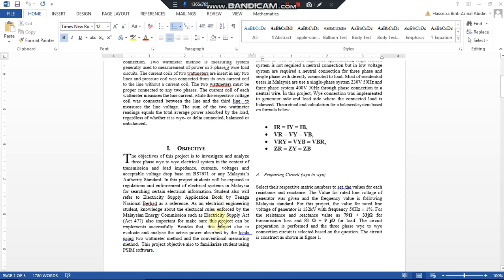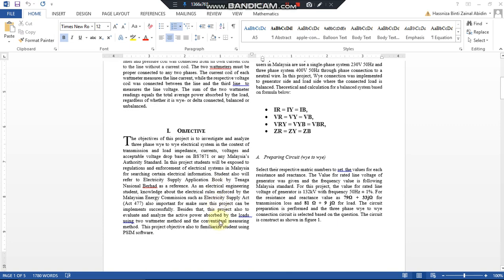The objective of this project is to investigate and analyze the Y-Y connection system, transmission and load impedance, current, voltage, and acceptable voltage drop based on British standard or Malaysia authority standard. This project will expose us to the regulator and enforcement of the electric system in Malaysia.